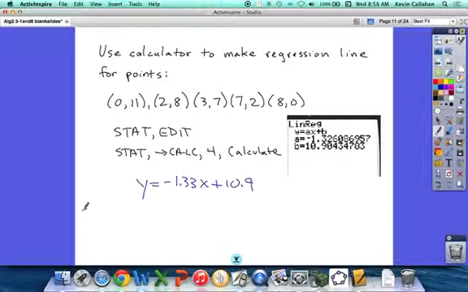Error archived. Okay, stat, 0, 1, 1, 2, 8, 3, 7, 7, 2, 8, 0. Those look good. Stat calc 4. Taken from L1 and L2. Let's clear all that and try it again. Stat calc 4. So, clear the memory. I don't know what happened. Second plus 7. Try it again. That'll usually clear it up.